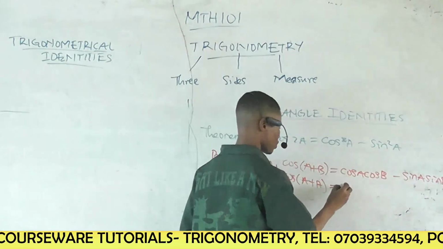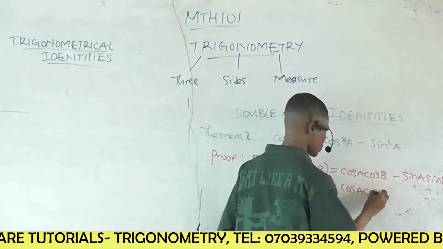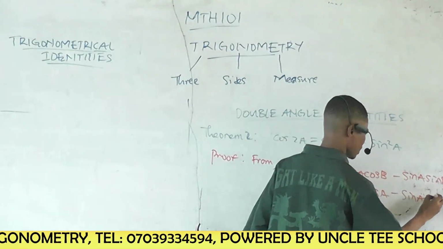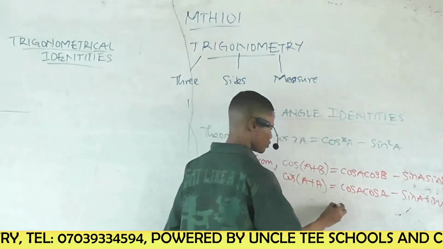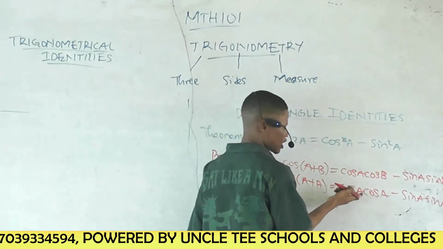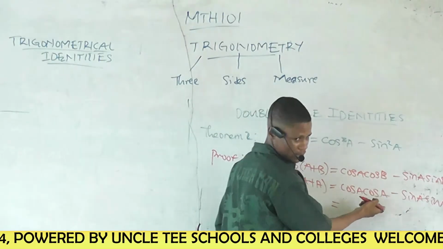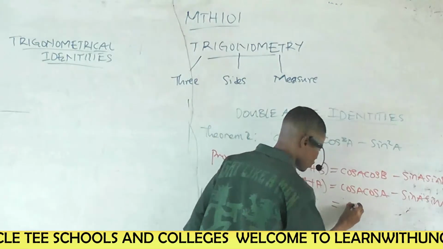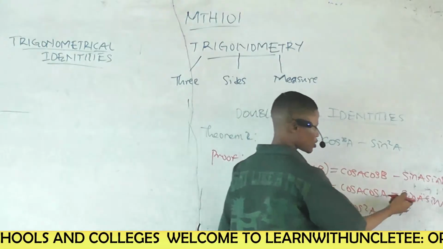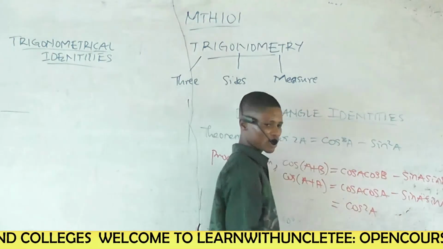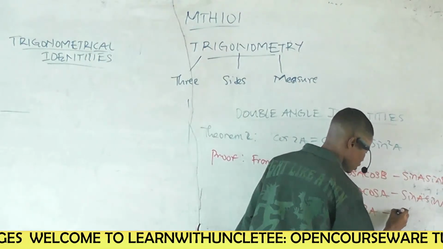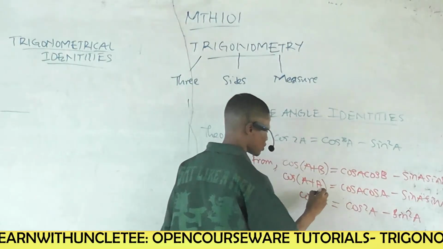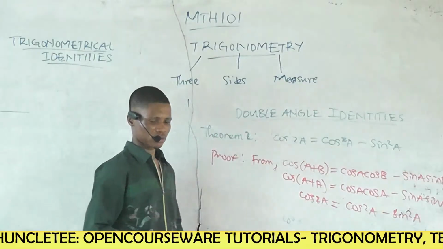So this will give you cos A cos A minus sine A sine A. If you take this one as x, this one is also x. X times x will give you x square. So this will give you cos square A. If you take this one as y, this one as y, y times y is y square. So this will give you sine square A, to be equal to cos 2A. So that's how it's proved.